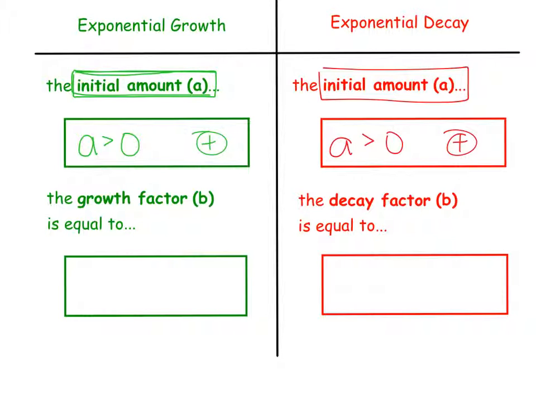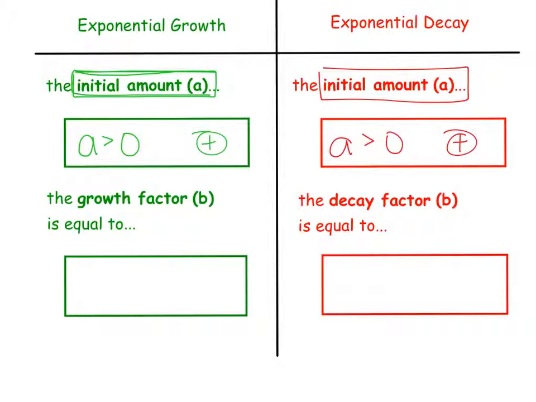If it is a negative number, then it still could be exponential. It just would not be growth or decay specifically, because it would be on the bottom half of our graph. It would be in quadrants 3 and 4 versus 1 and 2.